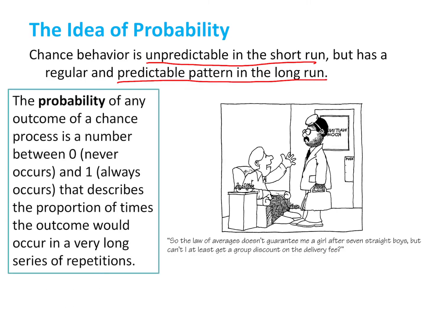So the definition of probability, it's an outcome of a chance process. It's always a number between 0 and 1, 0 meaning that it's never going to happen, 1 meaning it would always happen. Okay, that describes the proportion of times the outcome would occur in a very long series of repetitions, meaning something that's happening many, many times that we're looking at. Okay, so that's our probability.